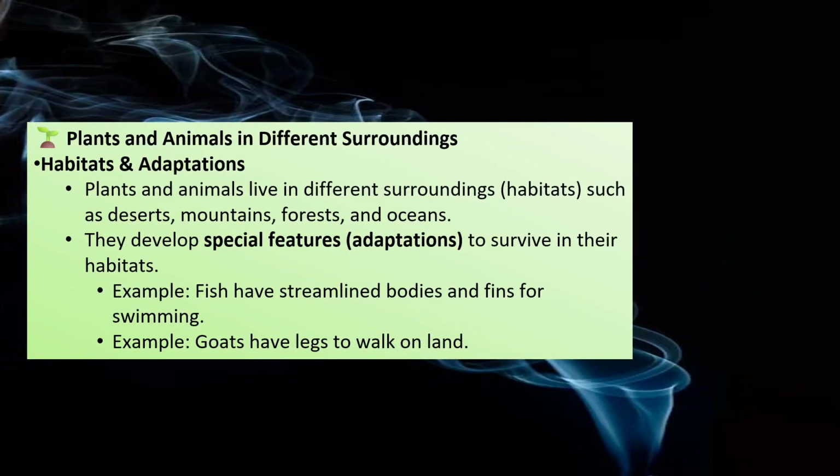The main points covered in this part of this second chapter are plants and animals in different surroundings, habitats and adaptations. Plants and animals live in different surroundings, habitats such as deserts, mountains, forests, and oceans. They develop special features, adaptations, to survive in their habitats. Example, fish have streamlined bodies and fins for swimming. Example, goats have legs to walk on land.